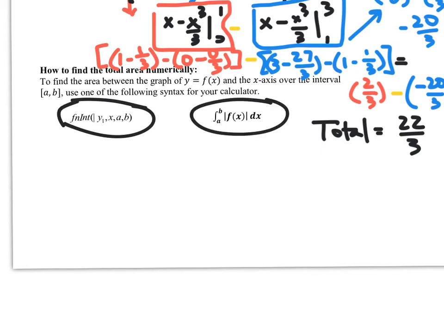Okay, here are the two syntaxes you can use for your calculator to find the numerical integral. This will find you the total area. So here we could have done the absolute value of those areas. This is another notation if you have an 83. If you have an 84 or an 84 plus, it kind of sets it up nicely for you.